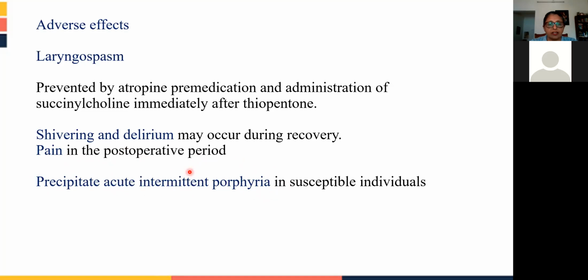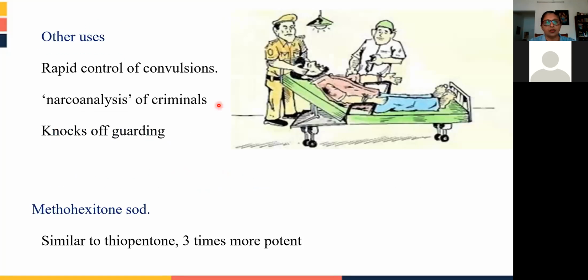Please remember that in your future PG entrance examination also you can remember this. Okay, now coming to some other uses. So thiopentone sodium is used for anesthesia, that is, we are using it for anesthesia induction.